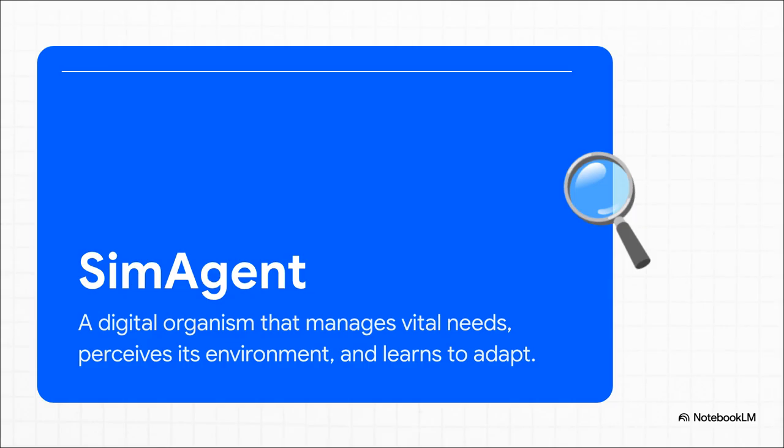At its core, a sim agent is designed to function a lot like a living creature. It has internal needs it has to take care of, it can actually perceive the world around it, and, this is the crucial part, it learns to adapt its behavior so it can survive. It's this self-contained little system, modeled on the basic fundamentals of life itself.